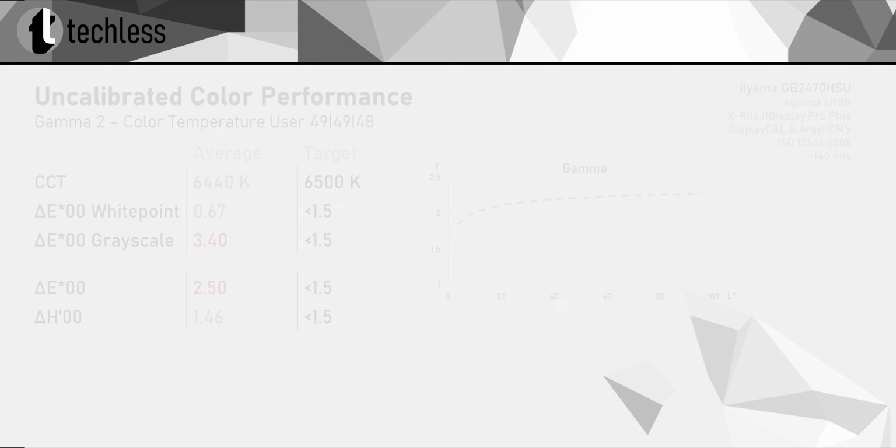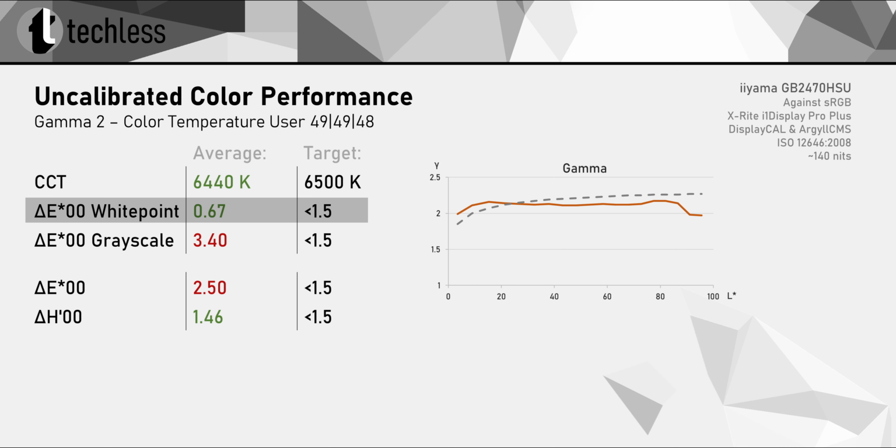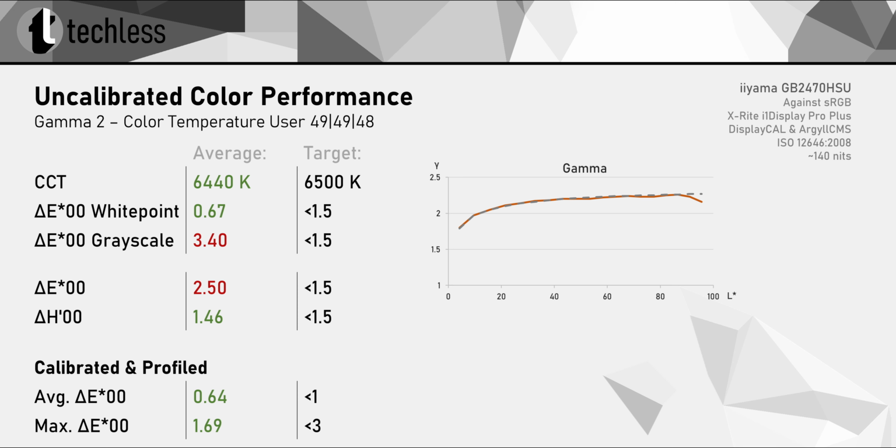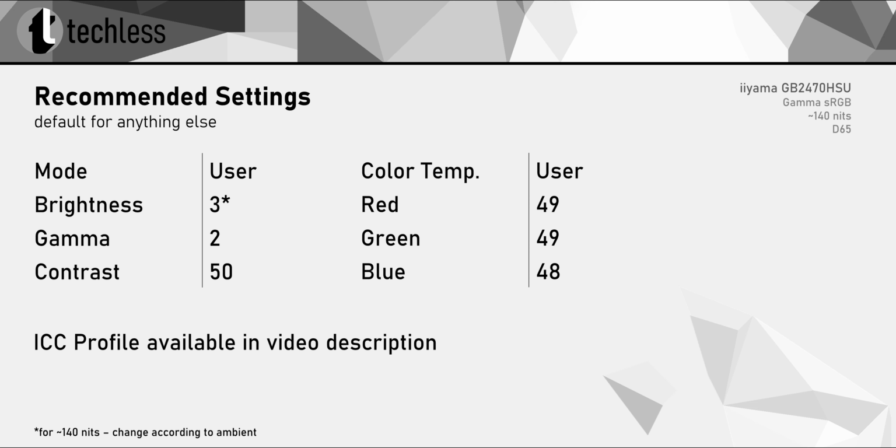Building upon that with a few OSD tweaks, we can fix the white point and get the iiyama to a decent spot. Performing a full calibration and profiling on top of that gives us very accurate results, which definitely would be good enough for professionals. But that's only true for the sRGB color space. These are the settings I recommend using, and as usual, the ICC profile is available from the video description.